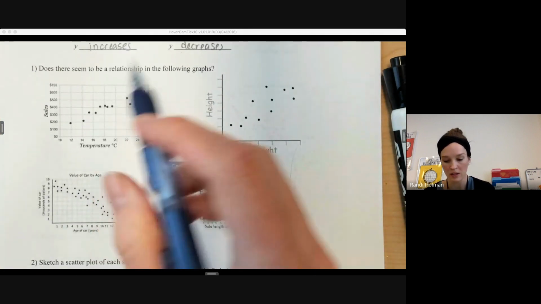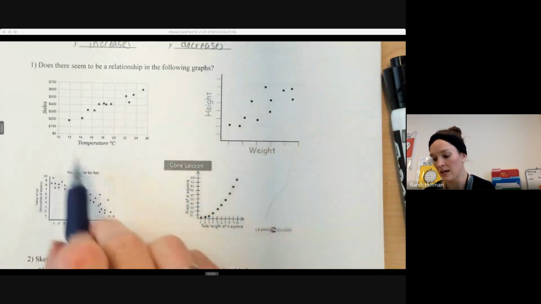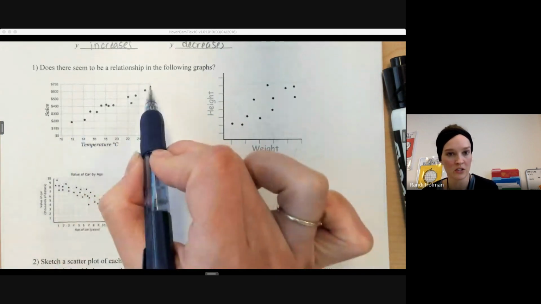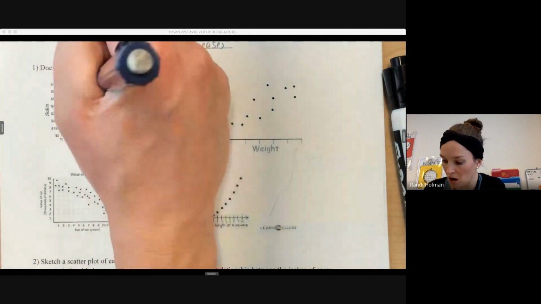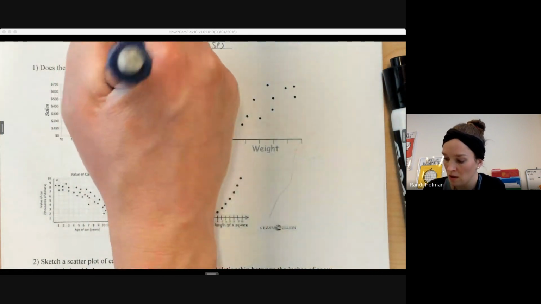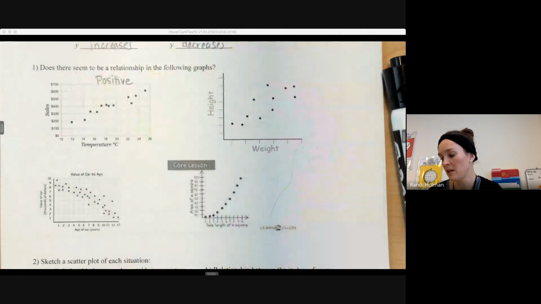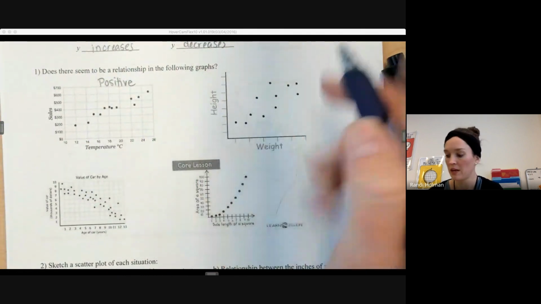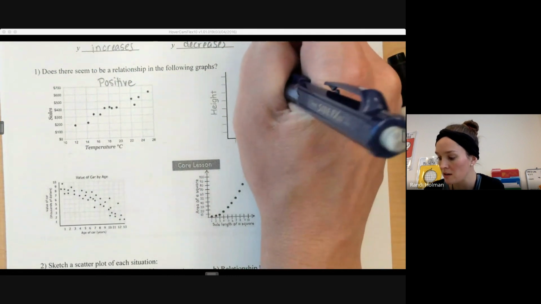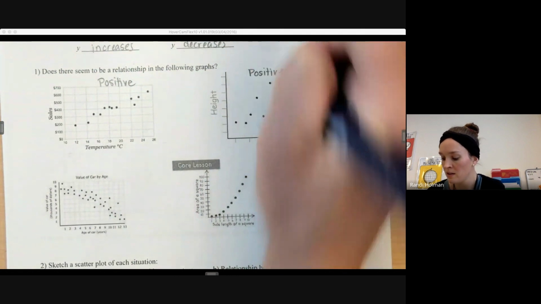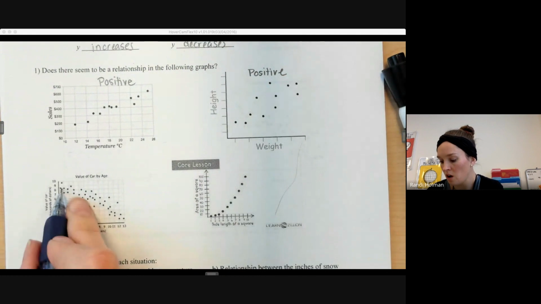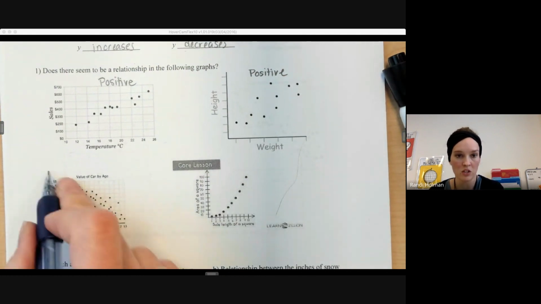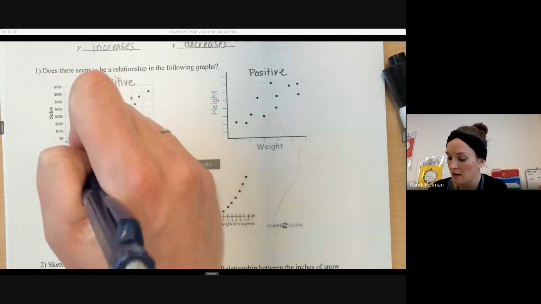So here, as we're looking, as my x increases, as these temperatures increase, our sales are trending upwards as well. So this is a positive correlation. Okay, same thing here. As my weights are going up, my heights are also generally moving up. So this is also a positive correlation. Here, as the age of the car is going up, the value of the car is going down. So we have this general downward trend, and this is negative.